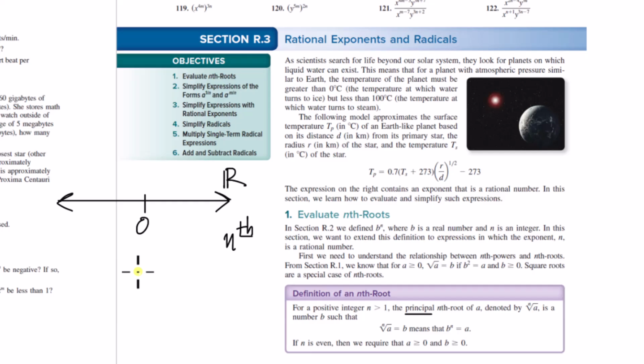It's only when you're using the term principal nth root that you're specifying, okay, I want that specific number, that one number. And that's what the radical symbol is all about. So, what is the definition of a principal nth root of a number?